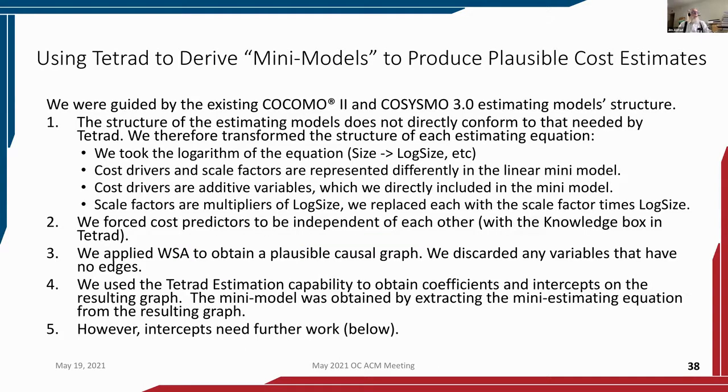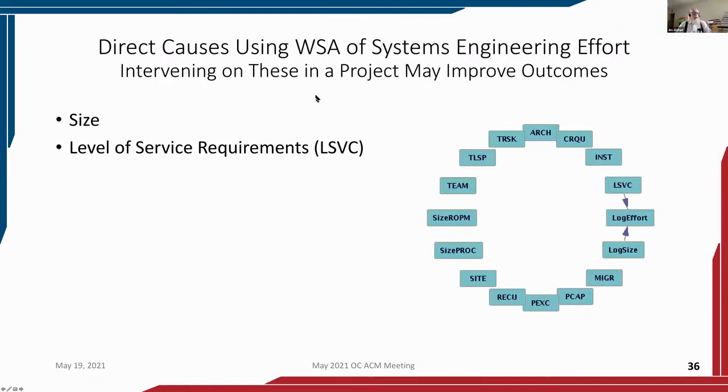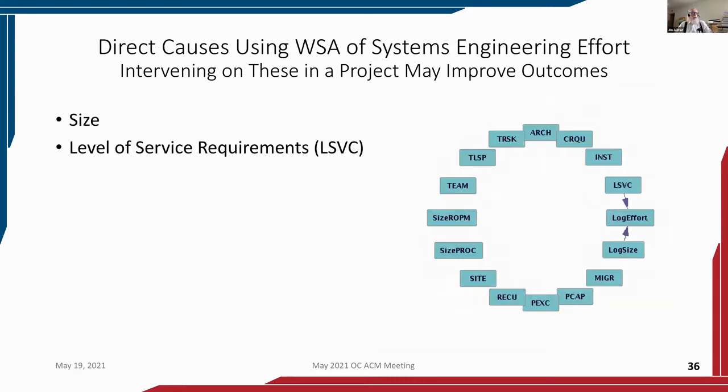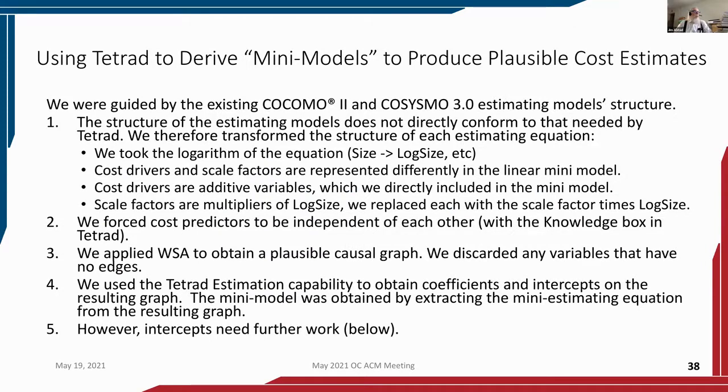All right, now I'm going to talk about the specifics of determining cost estimates. And what we're going to end up with is something called a mini model. Those are models that have the same structure as the original estimating equations, but many fewer parameters. For example, here, only 2 parameters for COSYSMO 3, and here only half a dozen parameters or so for COCOMO 2. So that's what we're going to end up with.